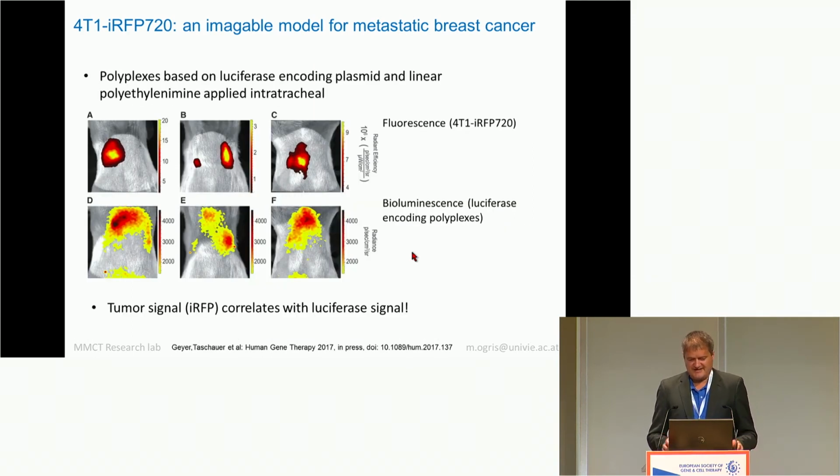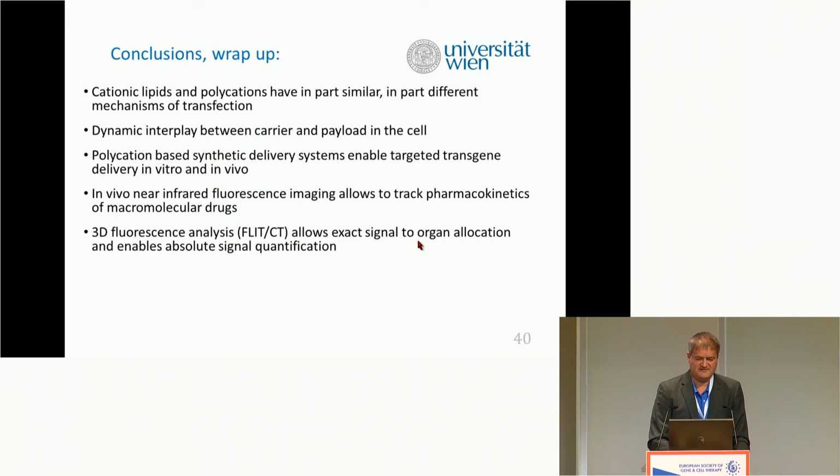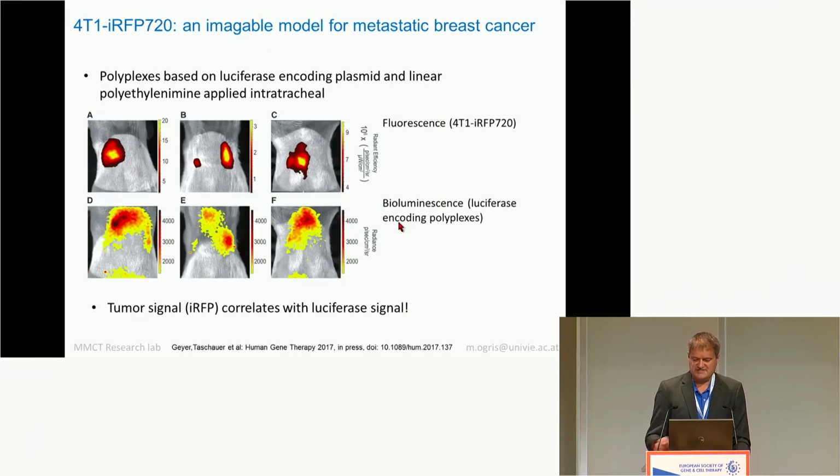We next then wanted to find out, okay, is it possible to correlate on the one hand the fluorescence signal from the tumor cells and use a reporter gene, in this case luciferase. We just sprayed these polyplexes in, and yes, it was possible. The signal was a bit low, so we did two-dimensional analysis, but like here, you see that whenever you have a signal from the tumor, you also see that you get transfection here with bioluminescence.